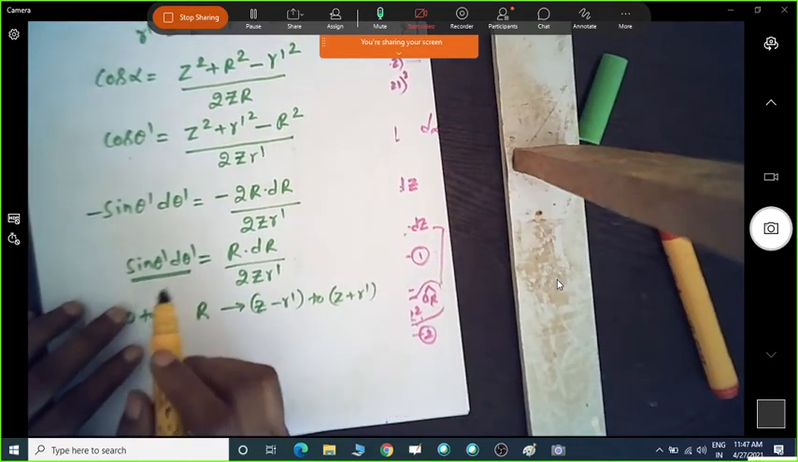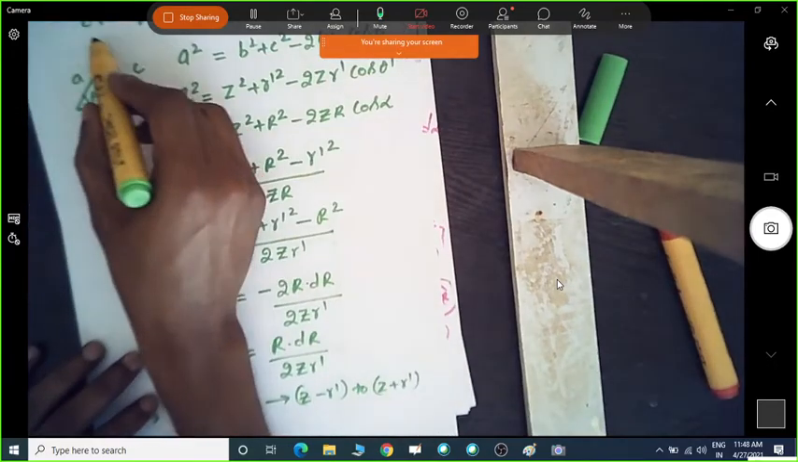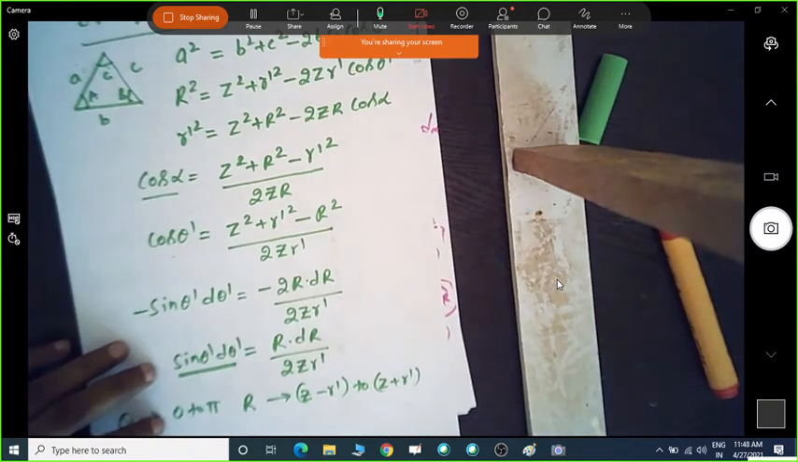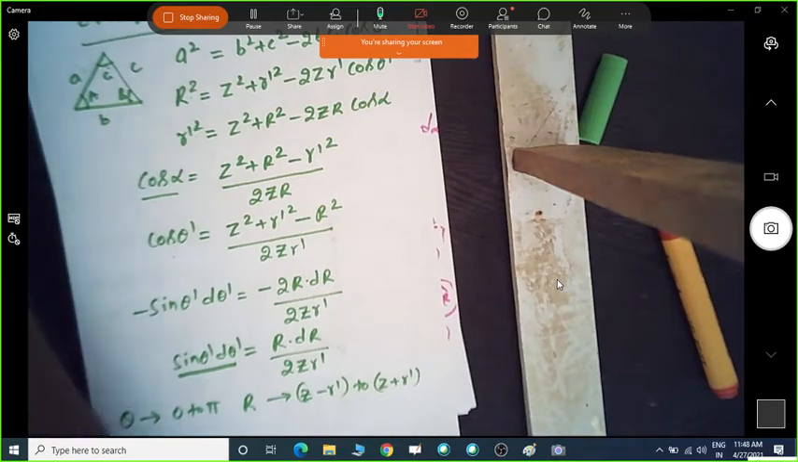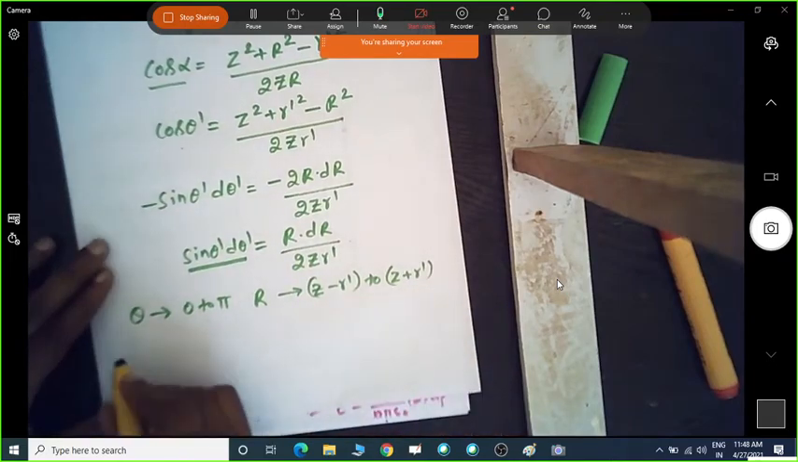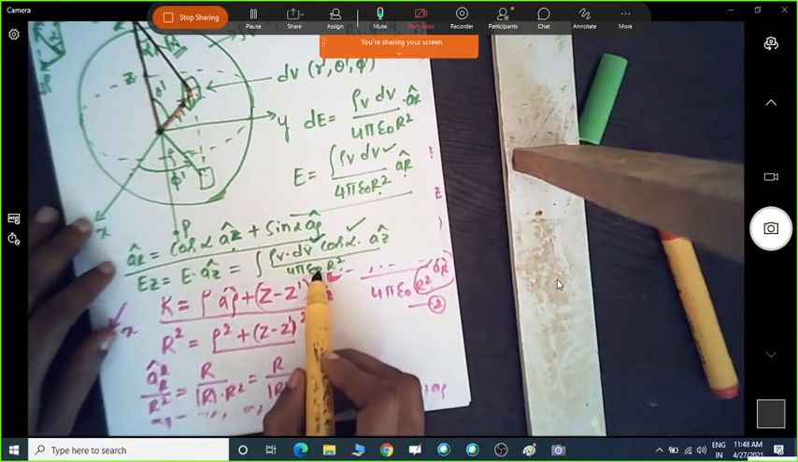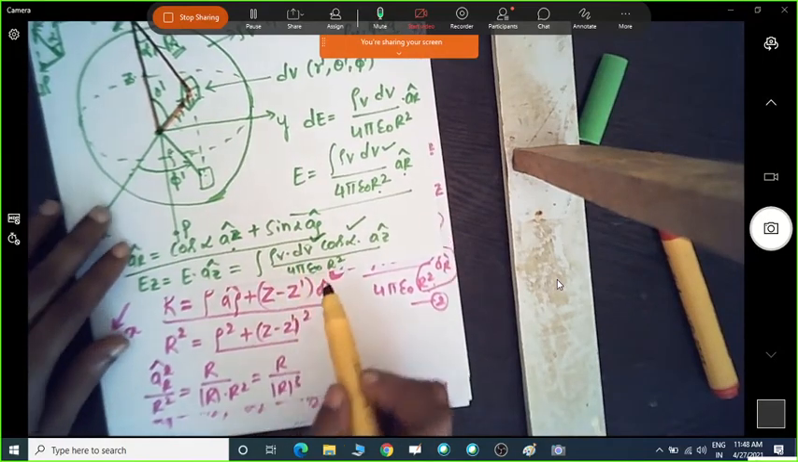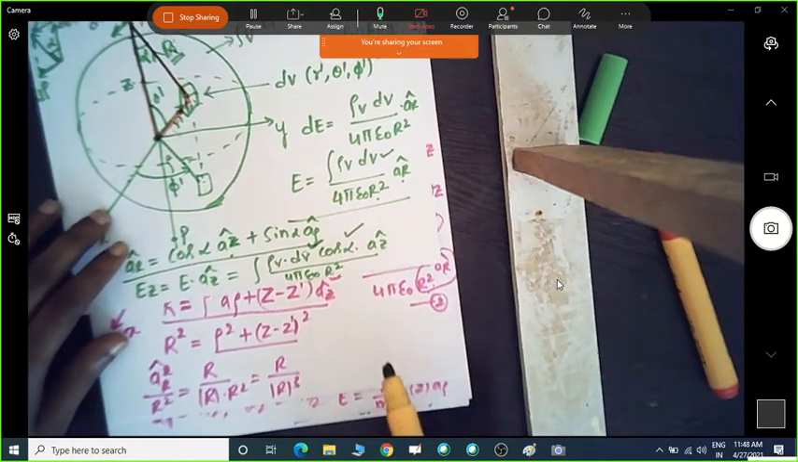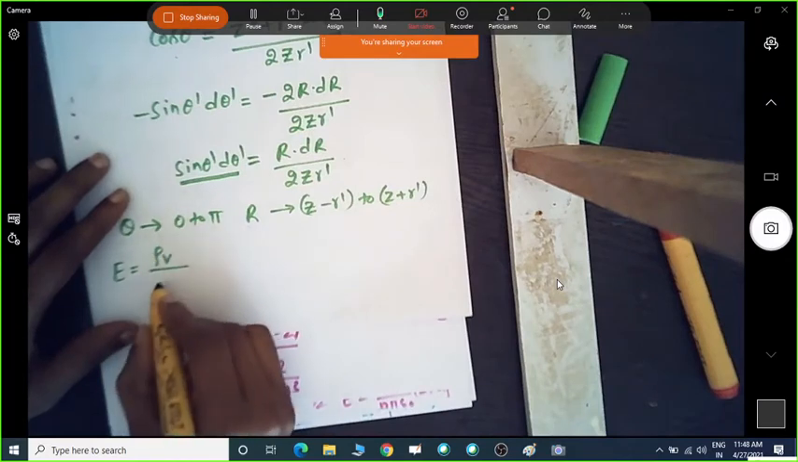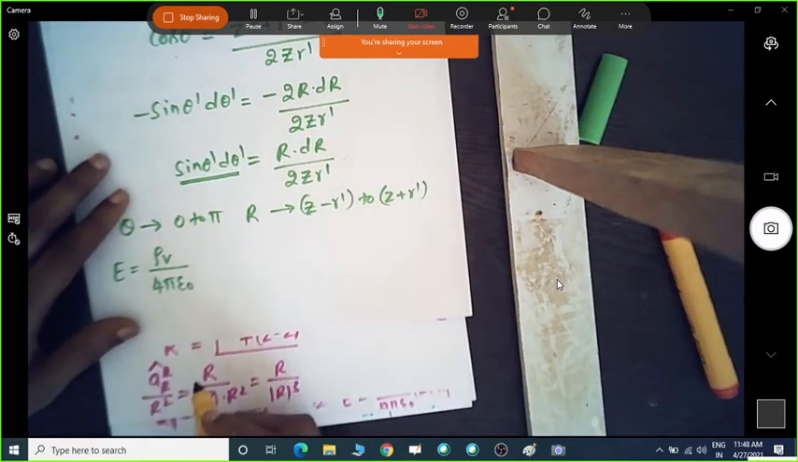And also we have the equation for dv, the elemental volume dv, and also cos alpha. If you substitute all these equations and evaluate the volume integral, you will get the electric field due to this volume charge distribution. That is, E equal to, so now you can see here, rho v by 4 pi epsilon naught is a constant, so you can take it outside, and you substitute dv, r square and cos alpha.